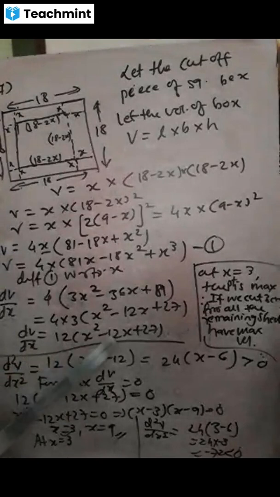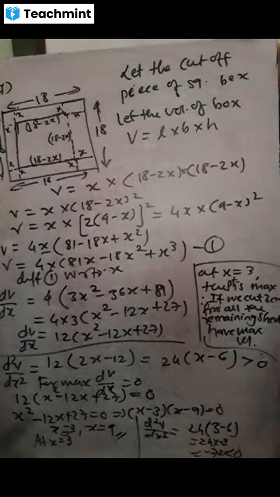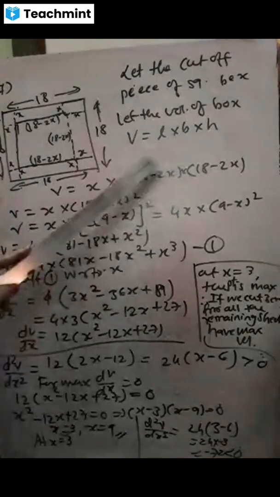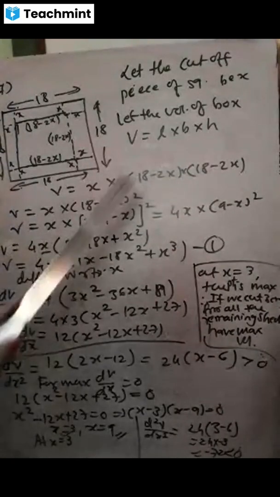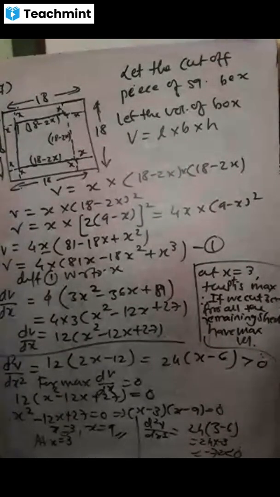So 12 into the bracket (x square minus 12x plus 27) equals 0, so the bracket equals 0. This is a quadratic equation, and finding the factors, (x minus 3)(x minus 9) equals 0, so x equals 3 and x equals 9. We cannot take the value of x as 9, because 18 minus 2x, if you put x as 9, is 18 minus 18, which is 0. So at x equal to 3 only we can find the value of d2V/dx square.